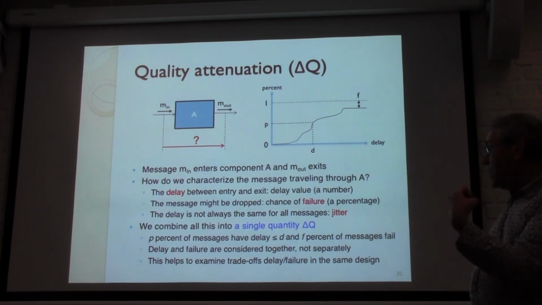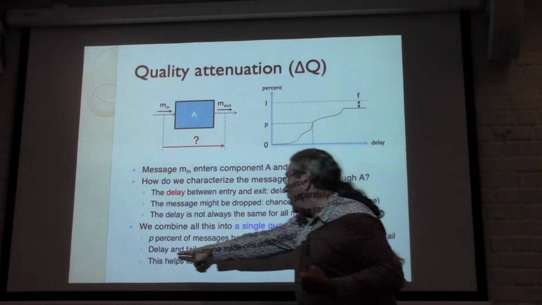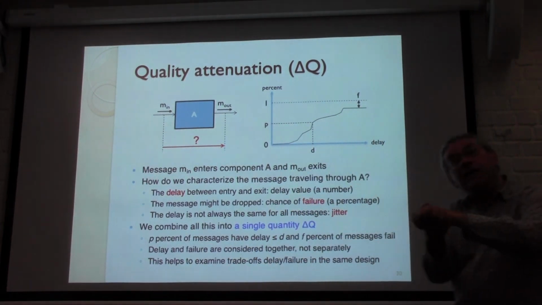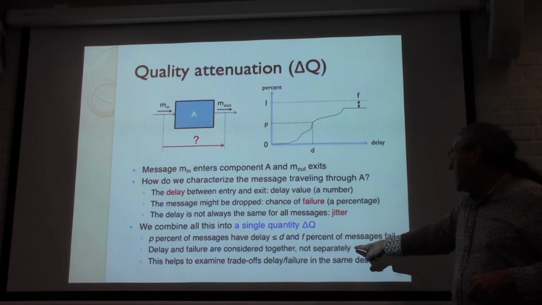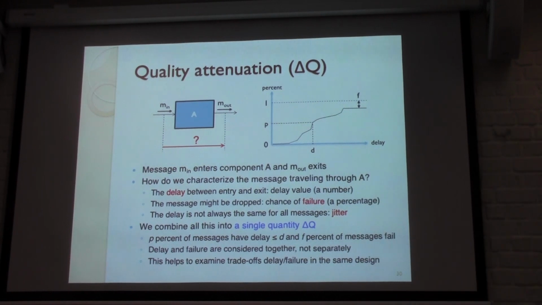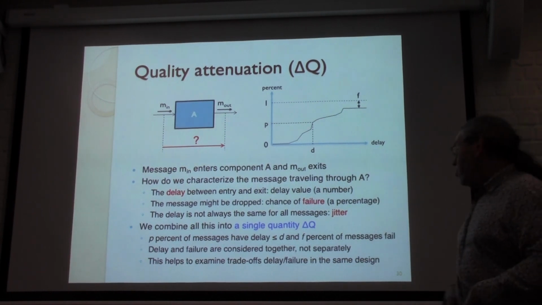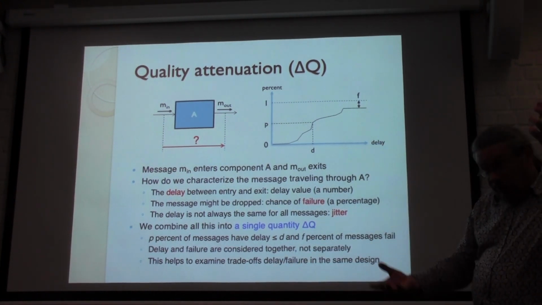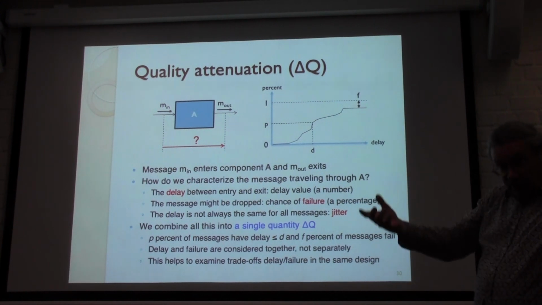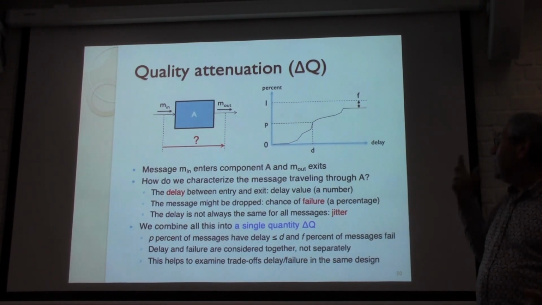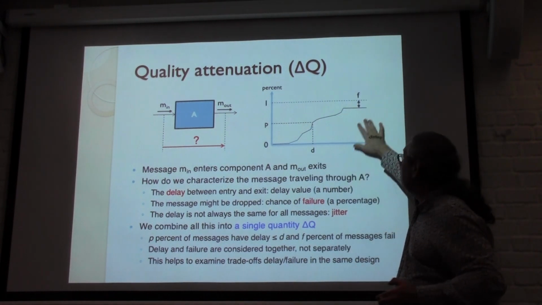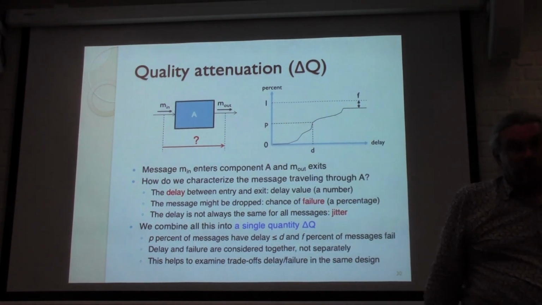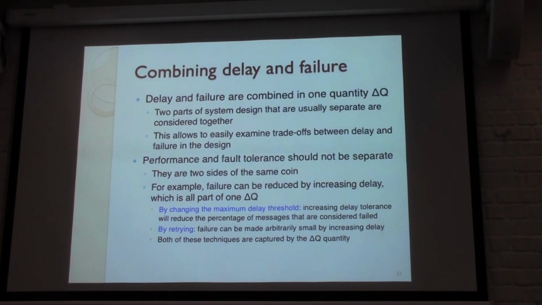And so this is actually really interesting. The delay and the failure are combined in one variable. That's something that people don't usually do. And it's very important to do that because there are a lot of trade-offs between delay and failure. If you want to reduce failure, you can increase the delay, and so on. But here it's one variable that combines both of them. Okay? So let me say a little more about that. That's actually a very important idea. Delay and failure are combined.